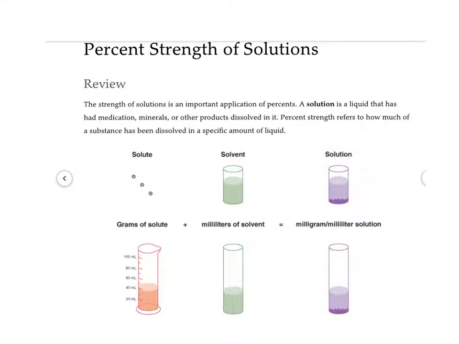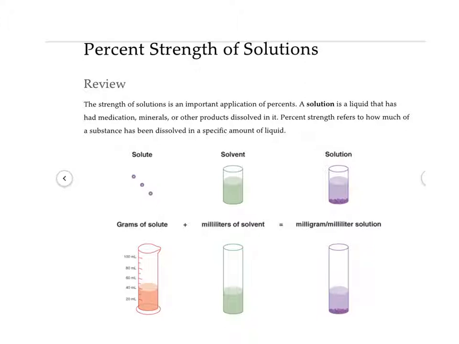Okay guys, so moving forward in your percents chapter, I want to take a look now at the percent strength of solutions. If you're following along in your book, you may notice that the next section is called percent change. I'm going to go ahead and skip that as I don't have any questions on next week's test on percent change, so you don't need to worry at all about that. Let's just move forward to the percent strength of solutions.